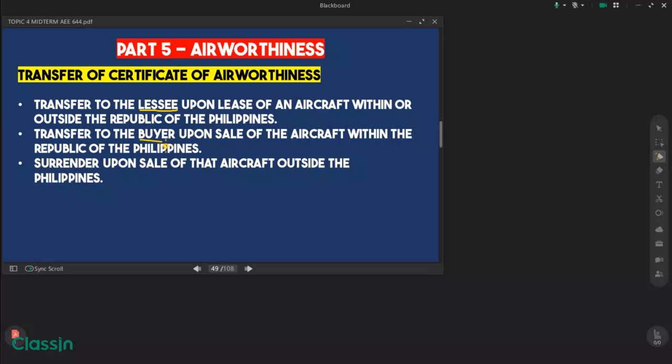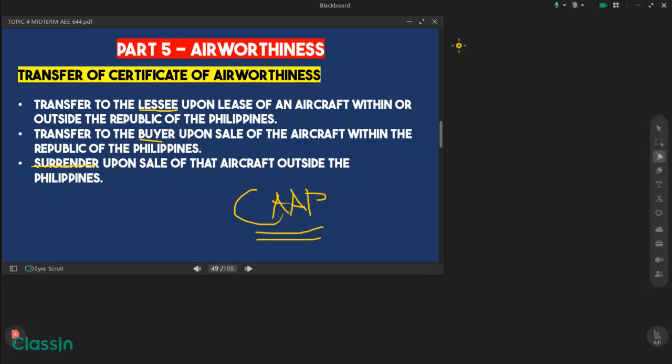Next, transfer to the buyer upon sale of the aircraft within the Republic of the Philippines. Ibig sabihin, kapag nabili yung aircraft mo, tapos gagamitin din sa loob ng Pilipinas, kailangan i-transfer mo din sa kanila yung Certificate of Airworthiness. Okay? And lastly, special case, surrender upon sale of that aircraft outside the Philippines. Ibig sabihin, kapag ibebenta mo yung certain aircraft mo, benta, hindi rent or lease, at ang bibili ay foreign country or foreign investor, kailangan mo pong isurrender yung Certificate of Airworthiness mo sa CAAP. So, kailangan mong isurrender yung Certificate of Airworthiness mo sa CAAP kapag ibebenta mo yung isang PH-registered aircraft sa labas ng bansa.